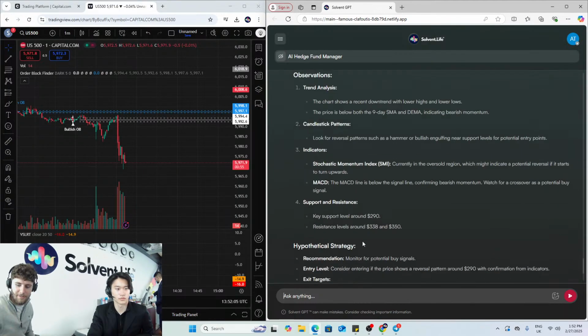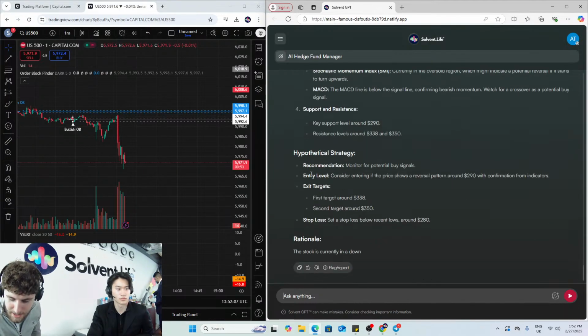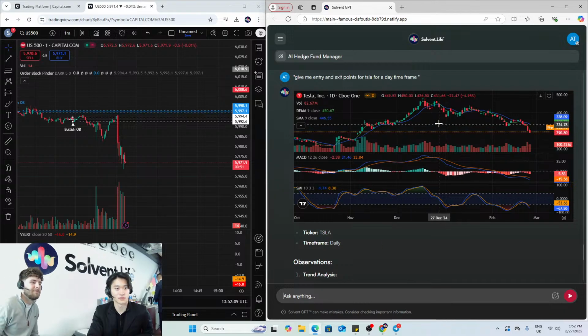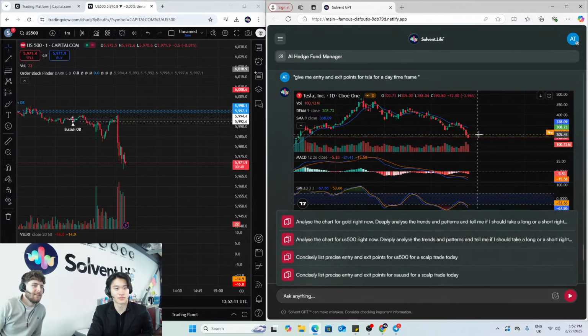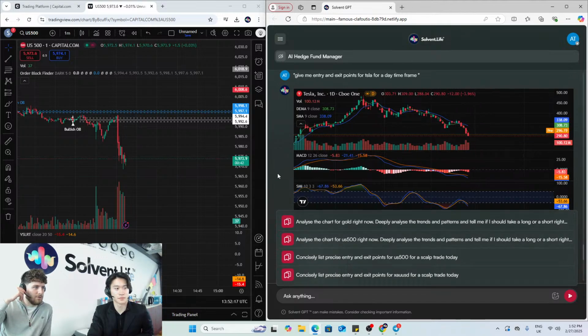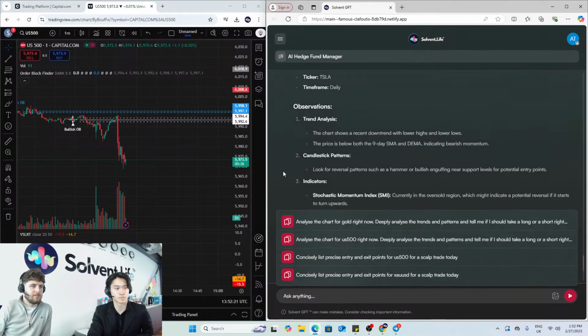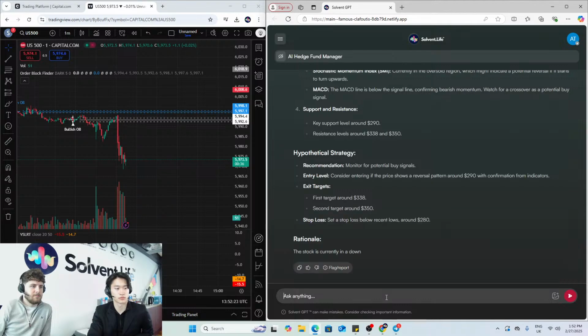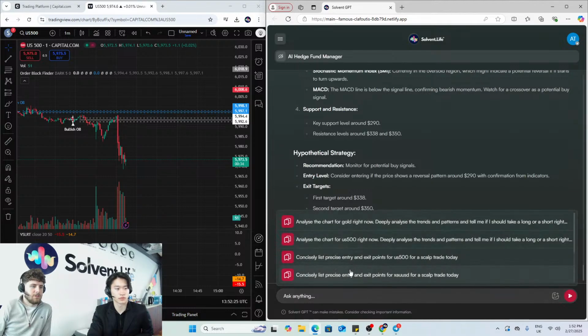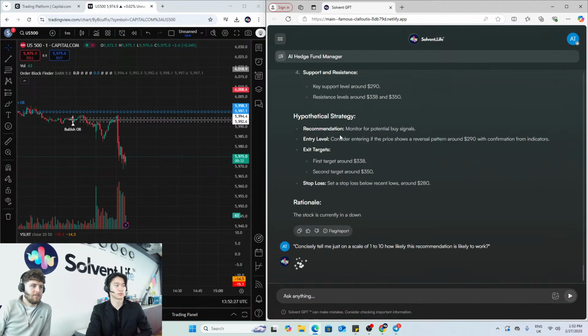But anyway, back to the trading. So yeah, as we can see, Tesla slowing down, moving downwards. The stock is currently in a down. We'll ask it what's the likelihood.